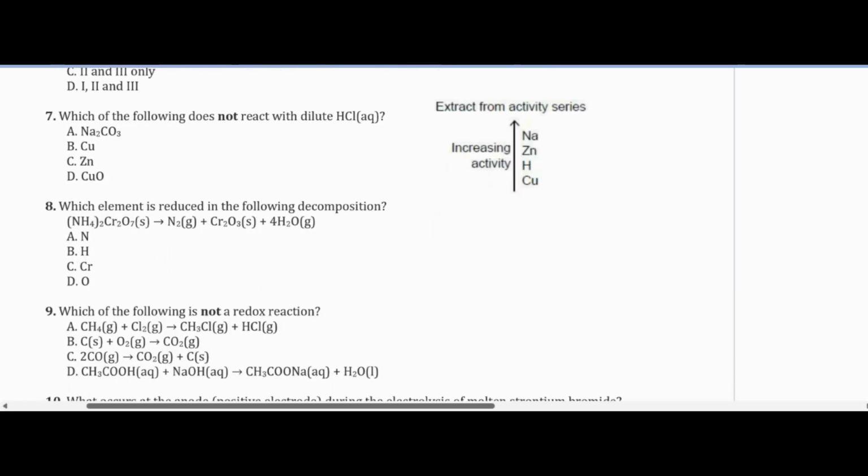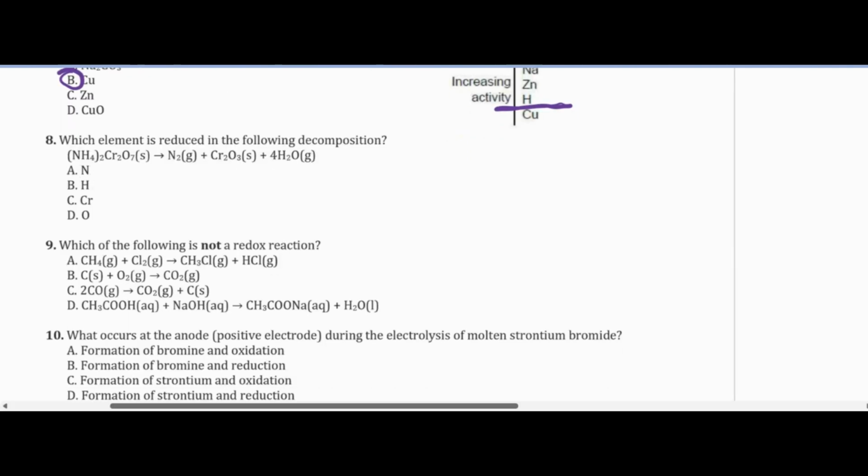Number 7, which of the following does not react with dilute hydrochloric acid? Be careful, if that had been an S, then it would have been hydrogen chloride. So be careful with that. But here we're given an extract from the activity series, so we must be using that somehow. The rule here is anything below hydrogen won't react. Well, what's below hydrogen? Copper. And that's why 7 is B.